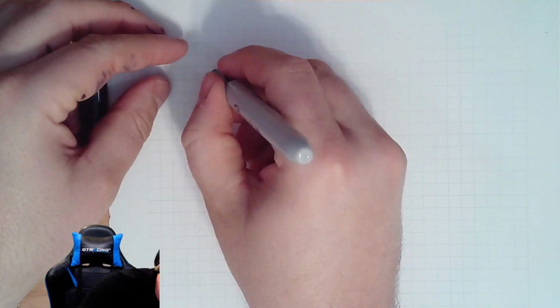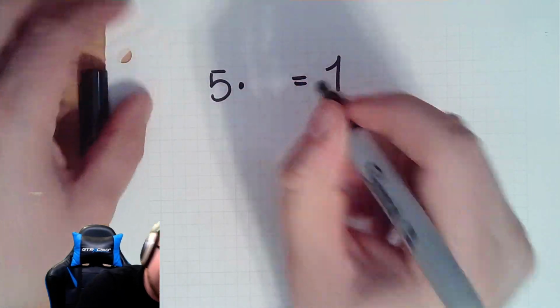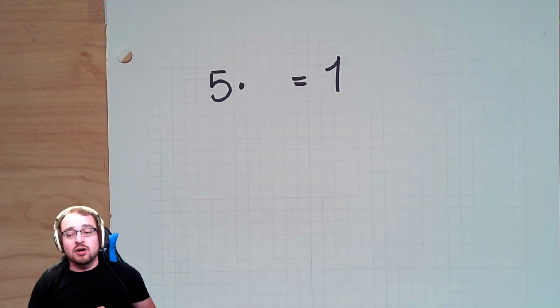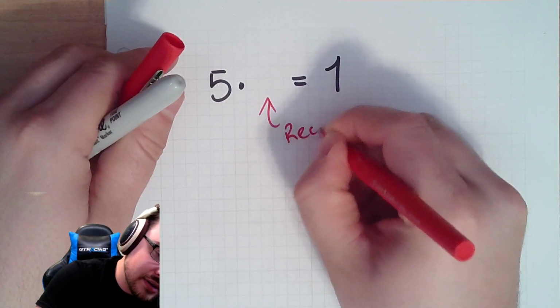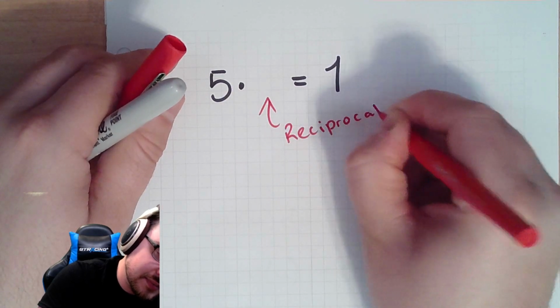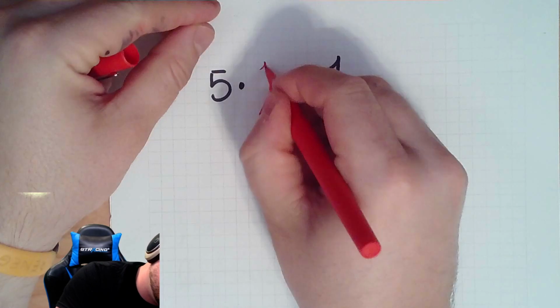So reciprocals. Basically the idea is this. If you have a number, like let's say 5, the number that multiplies by 5 to make 1 is called the reciprocal. And in this case, the number you multiply 5 by to get 1 is 1/5.